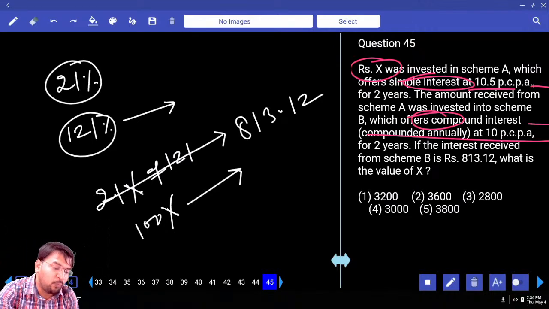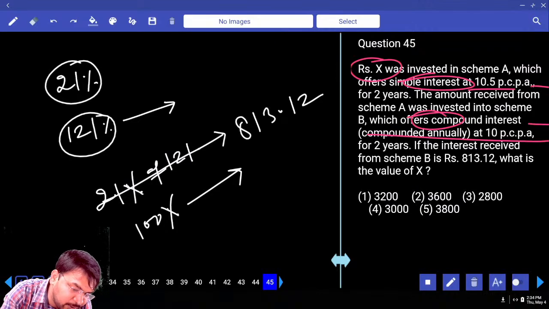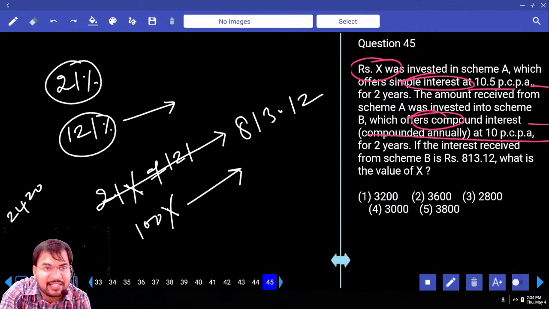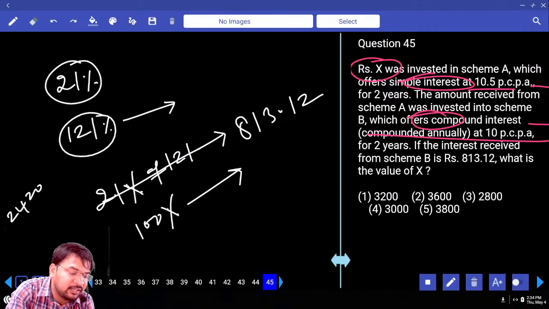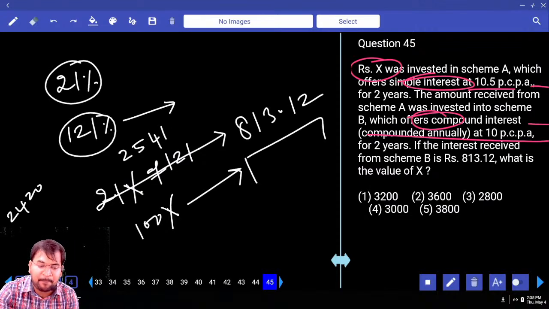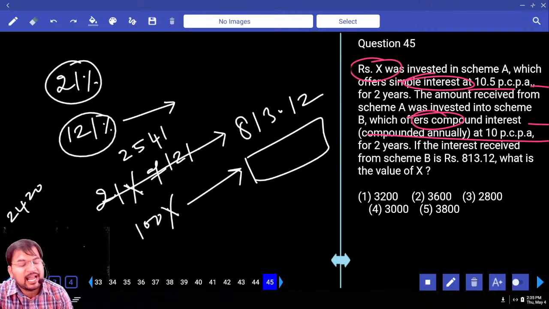Here I am doing 120 into 20 into 121, that is 2420, plus 20 into 121. So the total is 2541. All of you clear? So 2541 parts is nothing but 813. Then 100 parts is how much?